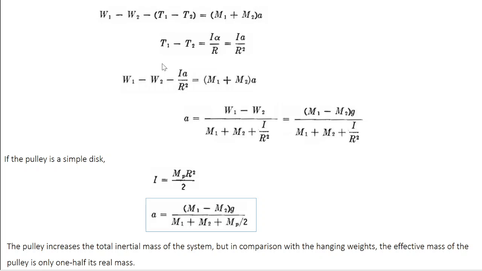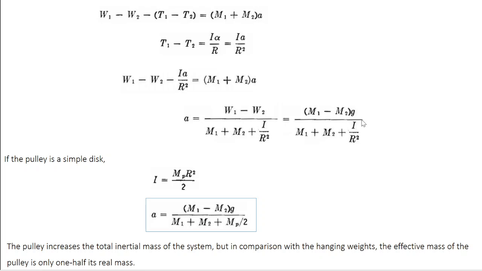Now in this equation, substitute for T1 minus T2, I get W1 minus W2 minus IA by R square equal to (M1 plus M2) into A. From this I can write A equal to (W1 minus W2) divided by (M1 plus M2 plus I by R square). Weight W is nothing but mass into acceleration due to gravity. So W1 is m1g, W2 equal to m2g. So in terms of masses, I can write A equal to (m1 minus m2) into g divided by (m1 plus m2 plus I by r square).